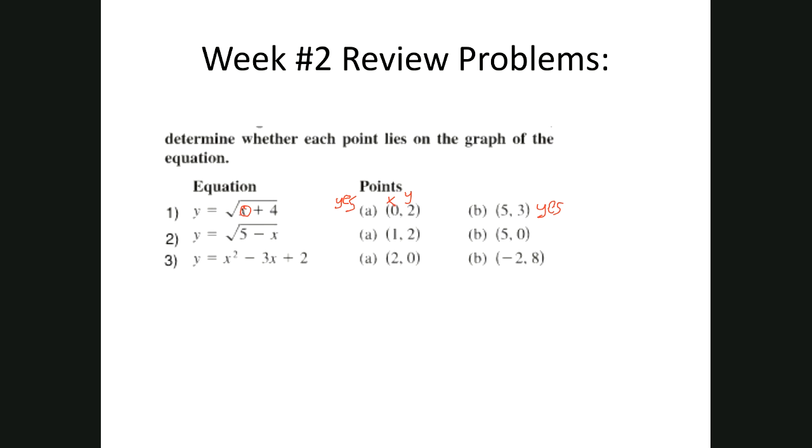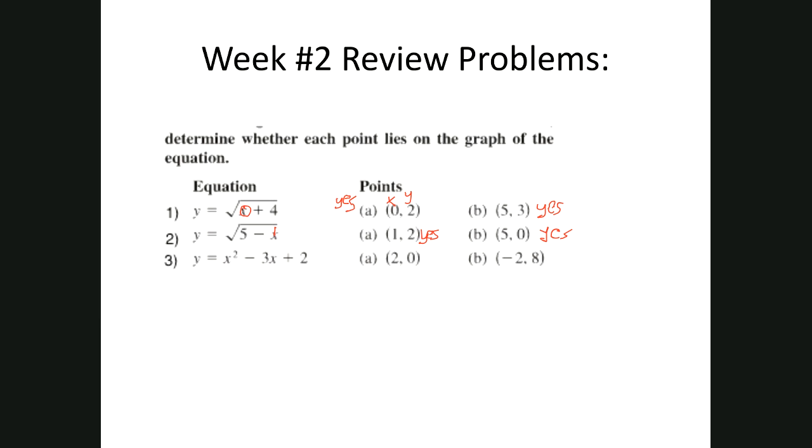So if I put in 1 for this one here, 5 minus 1 is 4. The square root of 4 is 2. Boy, they all seem to work. I'm going to put a yes there. If I put 5 in here, 5 minus 5 is 0. The square root of 0 is 0. That is a yes also.